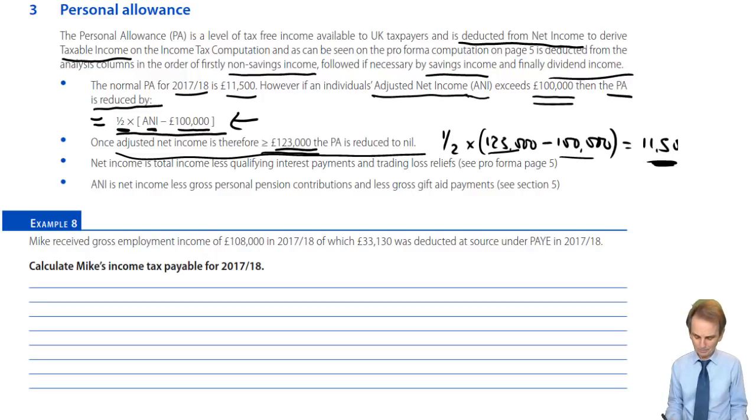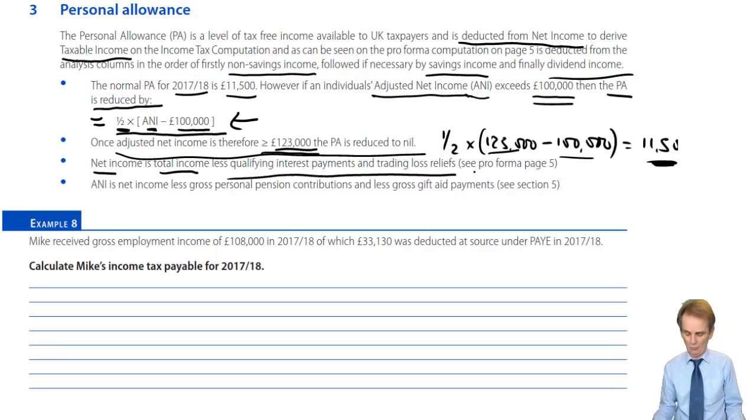So what is it? We know what net income is. It is total income less any qualifying interest payments and any relevant trading loss reliefs. That was on your pro forma income tax computation on page 5. Again, what we have seen hitherto, and until we get to section 4, is that total income and net income have been the same.